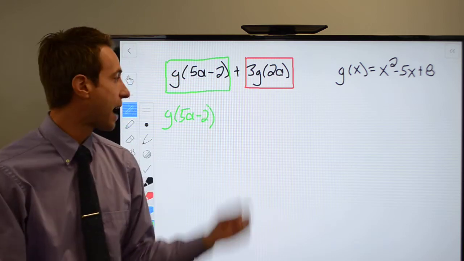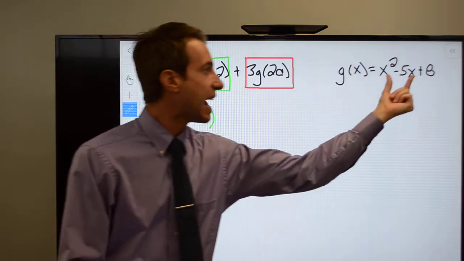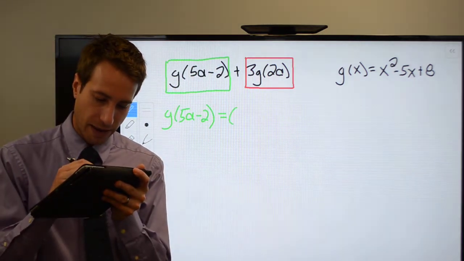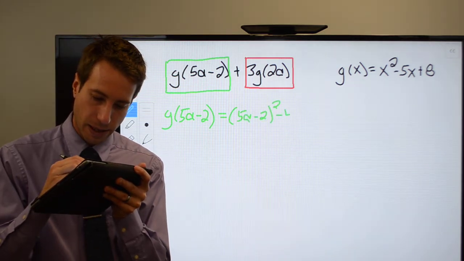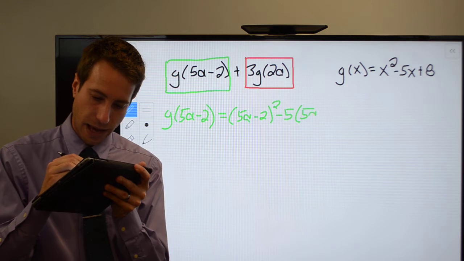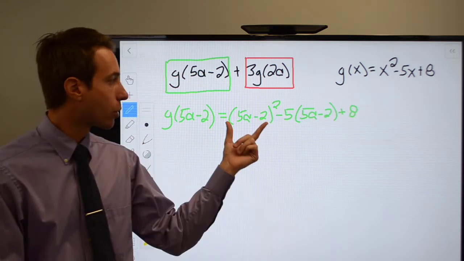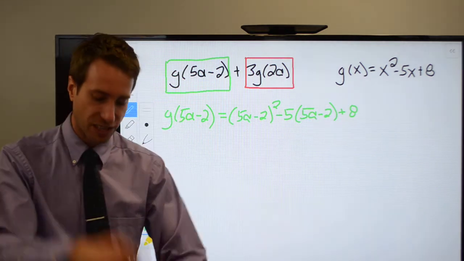The domain value is 5a minus 2. So I'm going to plug that domain value in everywhere I have a variable. So I am now going to have a (5a minus 2) squared minus 5 times (5a minus 2) plus 8. Guys, this is going to require you to FOIL. This will require you to distribute the minus 5.